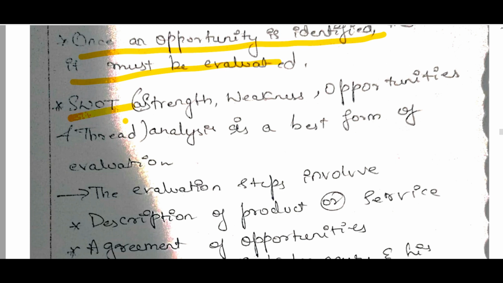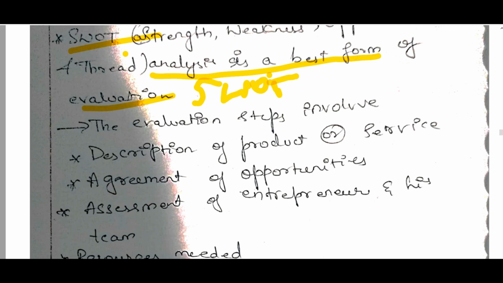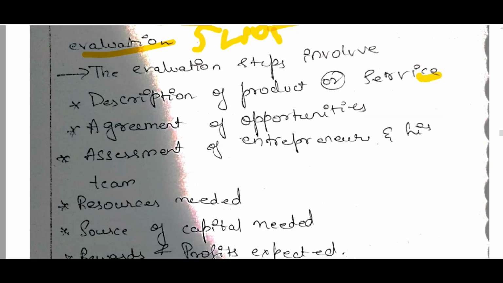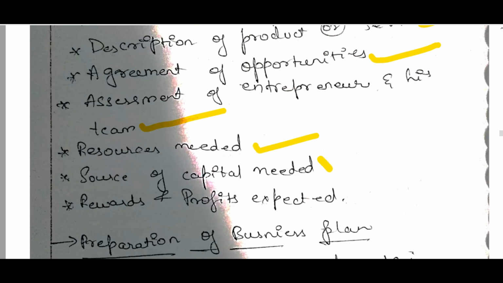SWOT. We have studied SWOT: strength, weakness, opportunities, and threat. SWOT analysis is the best form of evaluation for an opportunity. Evaluation is nothing but checking. The evaluation involves the following steps: description of the product or service, agreement of opportunities, assessment of entrepreneur and his team, resources needed, sources of capital needed, rewards and profits expected.